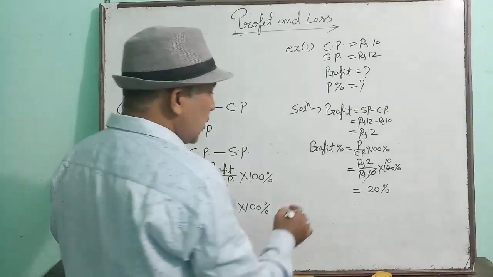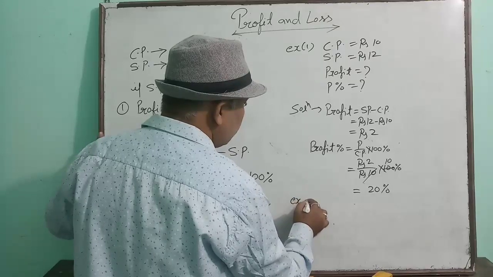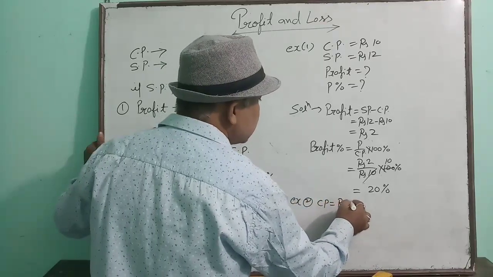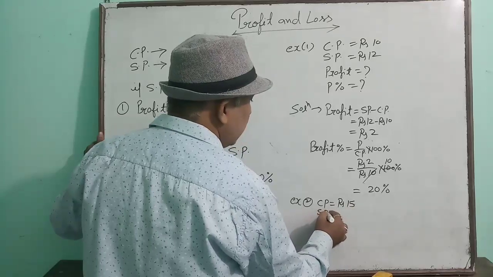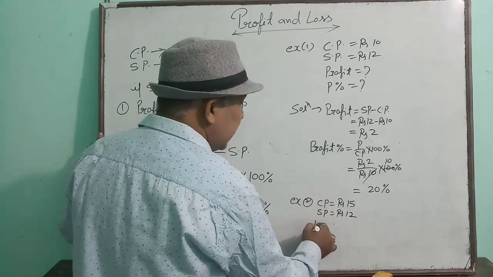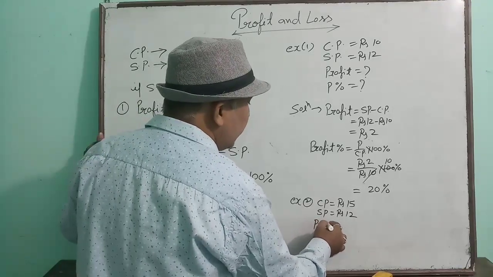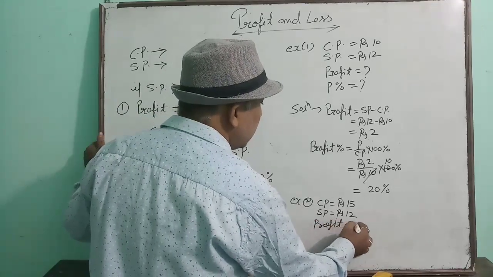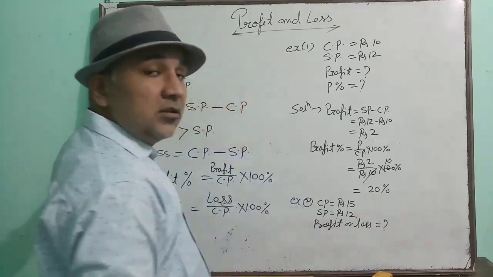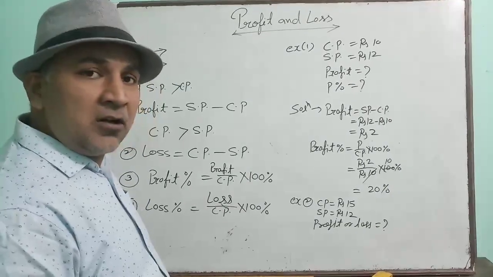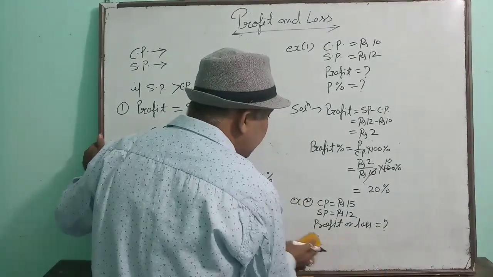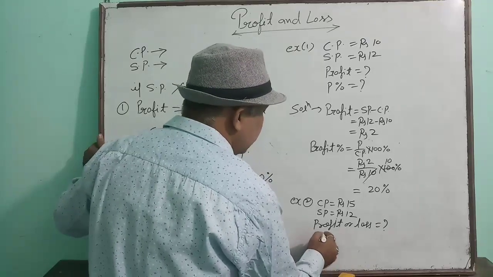Okay, now see one more example. Suppose that cost price is rupees 15 and selling price is rupees 12. Then find profit or loss. You have to find profit or loss and then also find profit percent or loss percent.